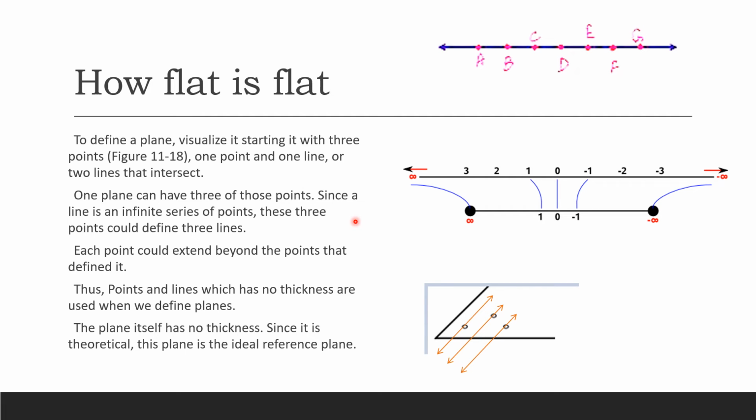We're going to go back to math. To define a plane, you have to visualize it in your head. You're going to start with 3 points. So close your eyes and imagine 3 points in space. So 1 point in a line, and 2 lines that intersect. One plane can have 3 of those points, and all of those 3 points have to be on that plane. Since a line, we will go back to your elementary or middle school mathematics. We have already learned a line is an infinite series of points.